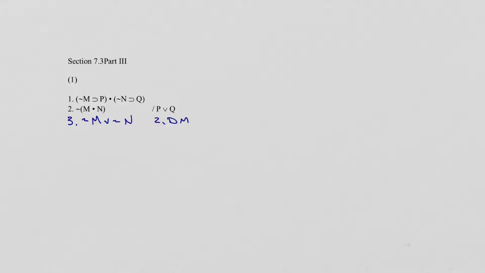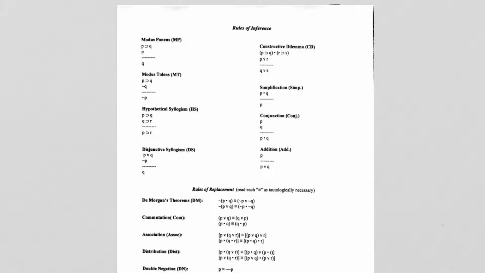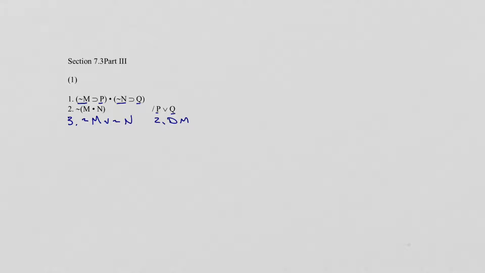Okay, so now that we have not M or not N, now we can see the repetition of those up there. And we can also see the P and the Q that we need over here. So if you remember, constructive dilemma is exactly what we want to use. So we're simply going to use line 1 and 3, and then we're just going to get P or Q with CD. Okay, so again, it's about noticing the patterns.